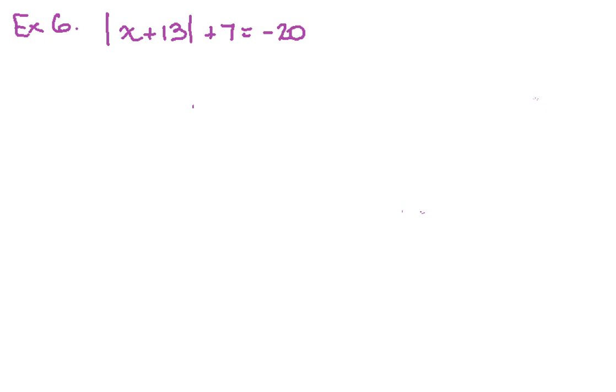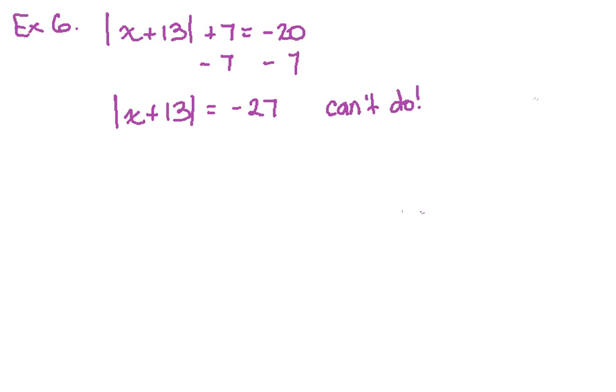So here I'm going to have to get this alone. I'm going to subtract the 7 on both sides of the equation, and that's going to leave me with an absolute value of x plus 13 is going to equal negative 27. Can't do it. All right, can't have a negative. This is a negative, so that right there makes it so that we are no longer able to move forward. We're done. It's no solution.